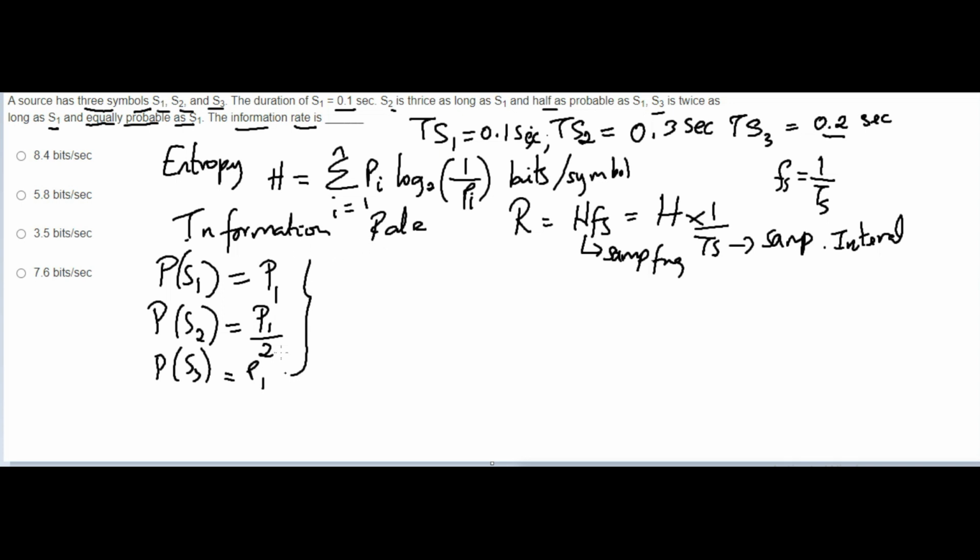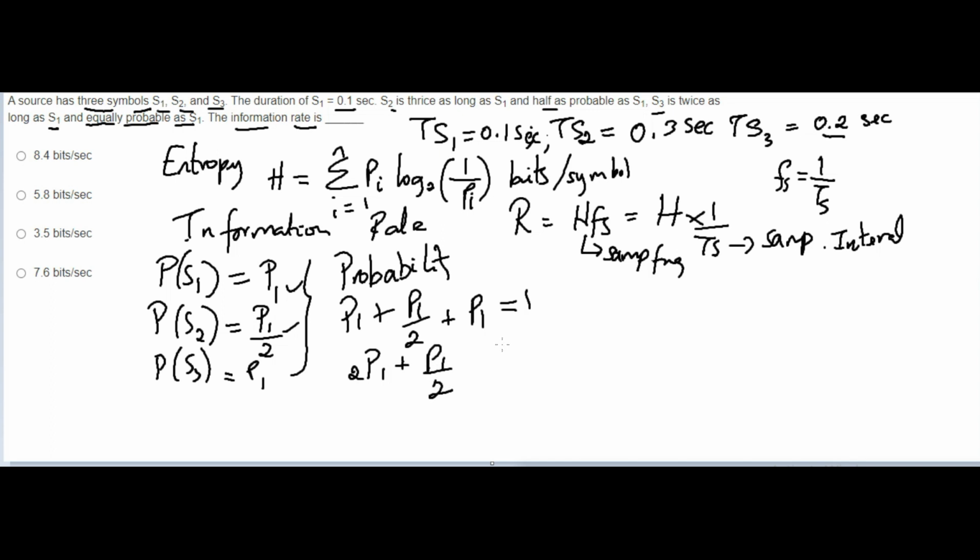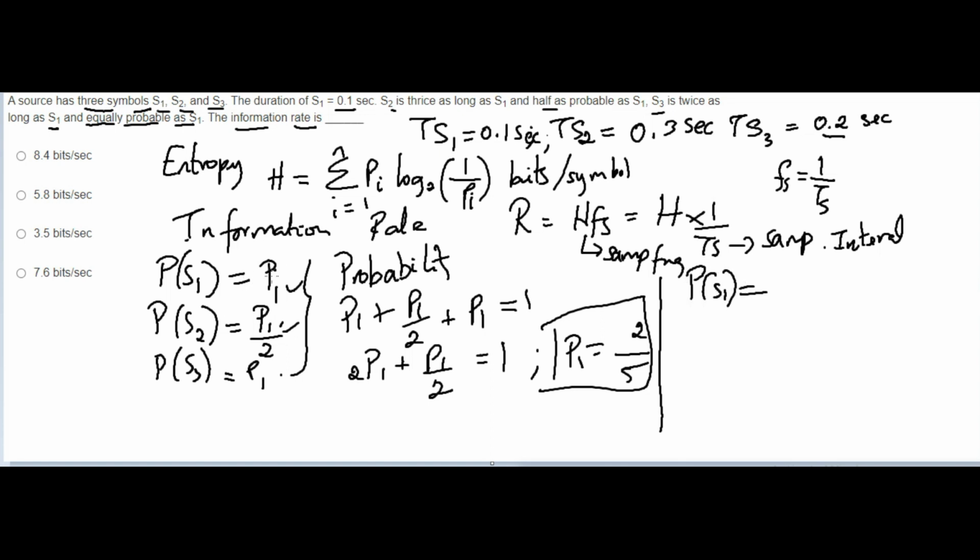Now what we do is make a probability sum, meaning we add all the small probabilities. So P1 plus P1 by 2, and the next one P1, should be equal to 1. Automatically you can calculate 2P1 plus P1 divided by 2 is equal to 1. If you do the calculation, you will get P1 is equal to 2 divided by 5. That's all simple. Next step, apply this P1 equal to 2 by 5 in all these three: P of S1, P of S2, P of S3. So P of S1 is equal to P1, which is 2 by 5.